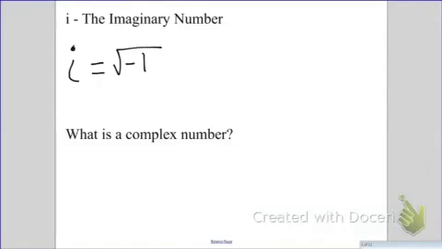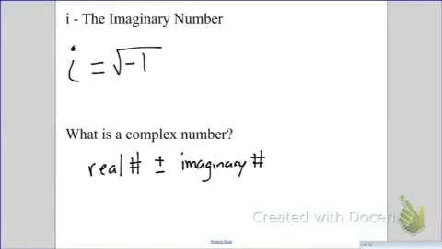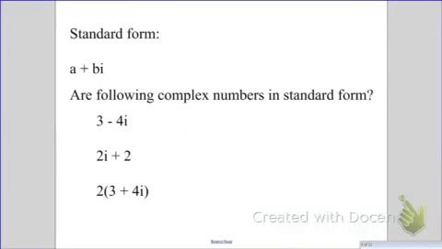So what is a complex number? A complex number would be a combination of real numbers added or subtracted to imaginary numbers, like i. Now we have a standard way of writing these. We always write the real part first. So a will be the real number part, and b with the i will be the imaginary part.